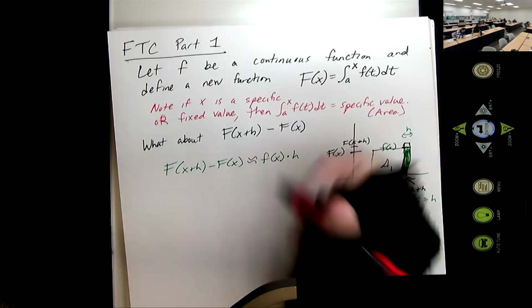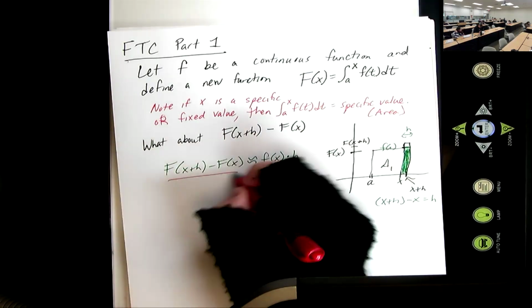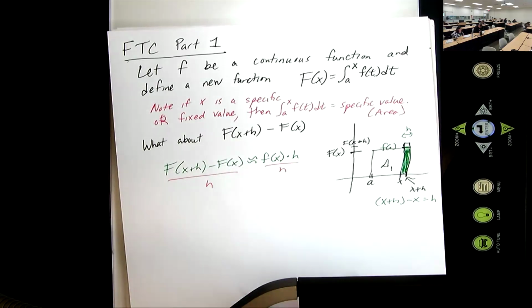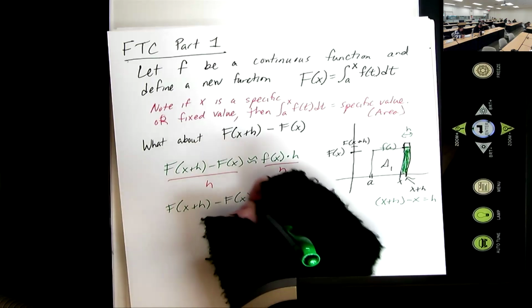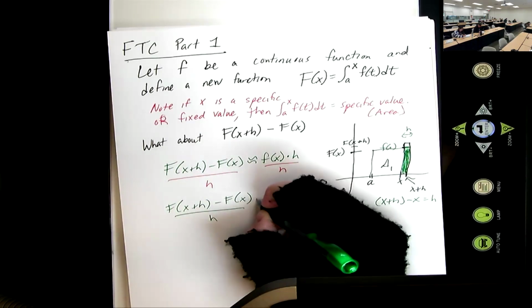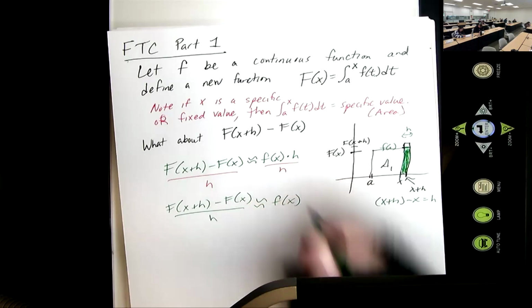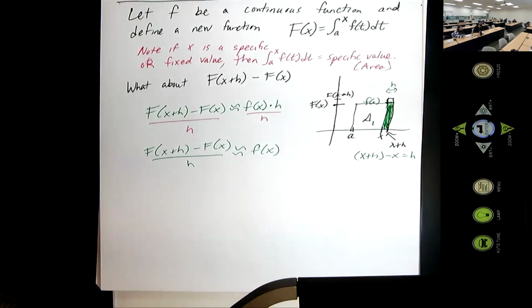Which means I could divide both sides by h. And I get F of x plus h minus F of x over h is approximately f of x. Does that look like anything that we've done in this course? And if so, what?